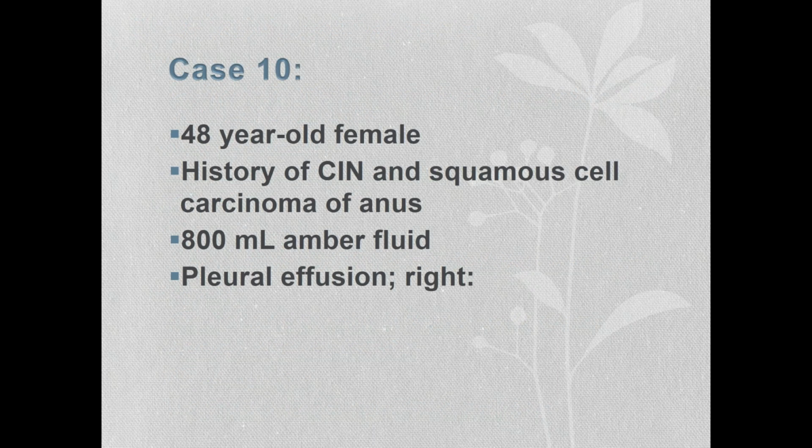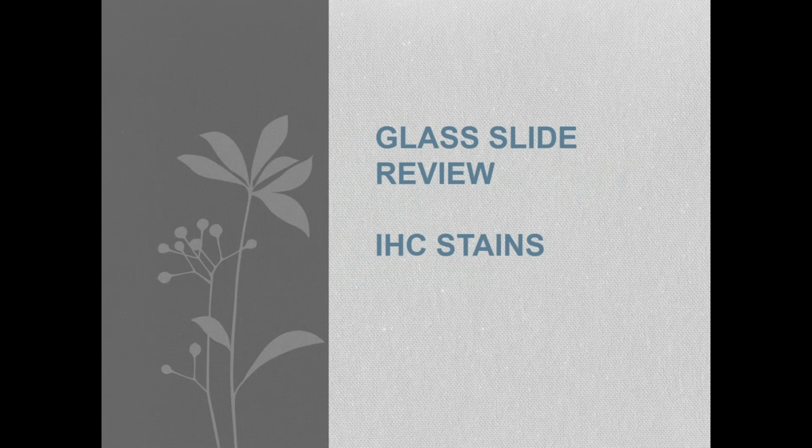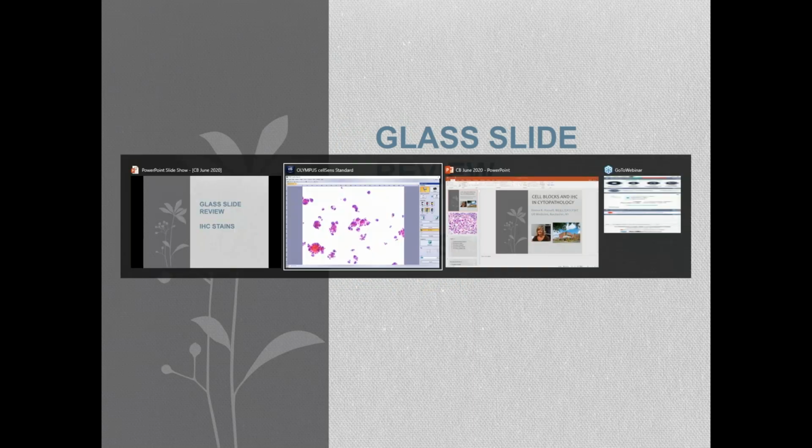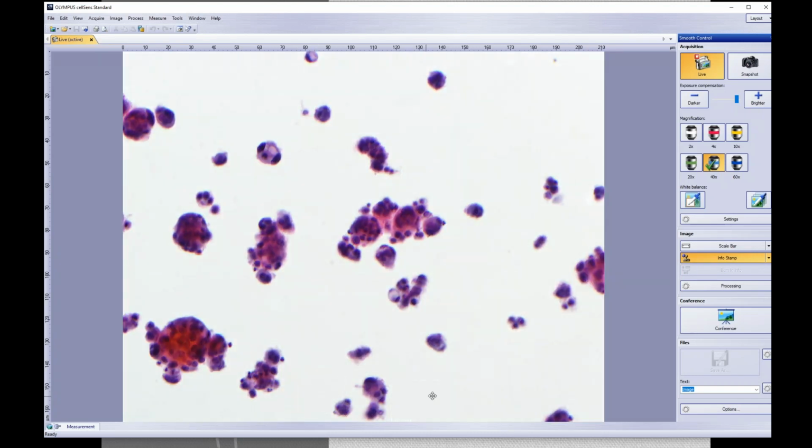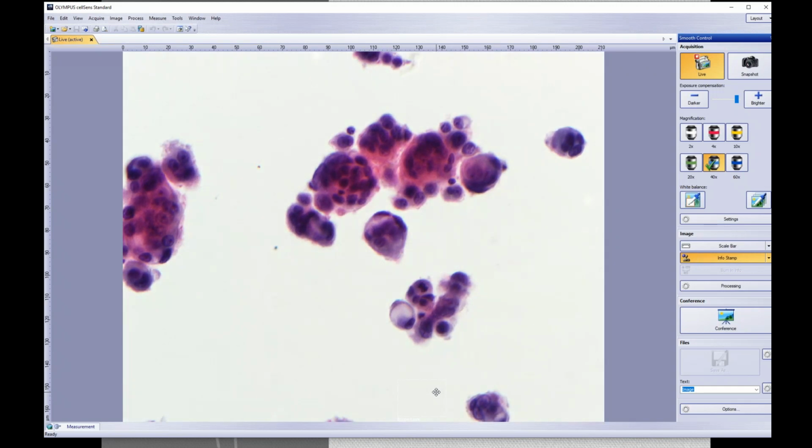48-year-old female. She had a history of cervical intraepithelial neoplasia as well as a squamous cell carcinoma of the anus. And we received a pleural fluid on this patient. 800 milliliters of amber fluid was received in the cytopathology laboratory. So this is the thin prep of the pleural fluid. That's 20x objective. I'll go up onto higher power.